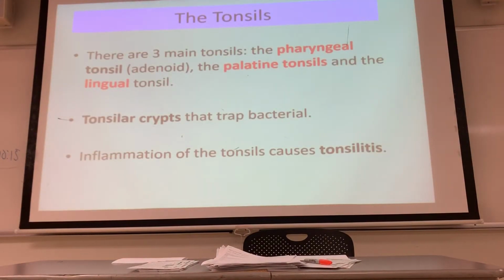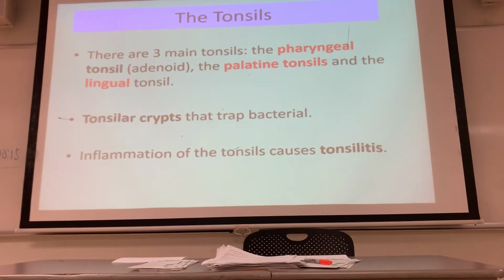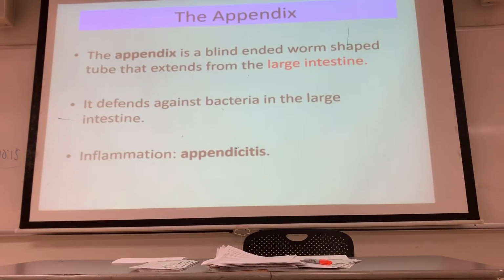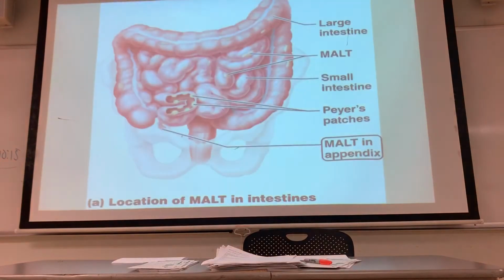Tonsils, you have three types. You have pharyngeal, palatine, and lingual. So if there's inflammation, tonsillitis, your tonsils are compromised, there's a lot of bacteria over there. So it's inflamed. We call that tonsillitis. Appendix. Appendix is hanging on the cecum. Cecum is part of the large intestine. So it is also rich in macrophages. Inflammation is called appendicitis, right? Okay, so that's the one, hanging.